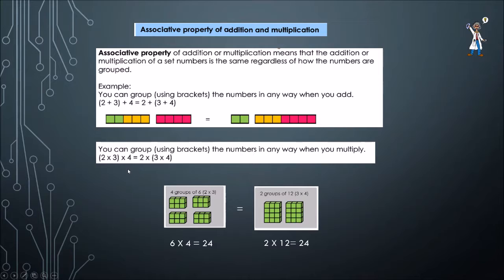Yes, you will. Because 2 times 3 is 6. So now I've got blocks of 6, and if I have 4 of them, 1, 2, 3, 4, my answer will be 6 times 4 is 24. If I group them the other way around, and I say, no, I want to group the 3 times 4, that means I will have 2 groups of 12, and 2 times 12 is still 24.